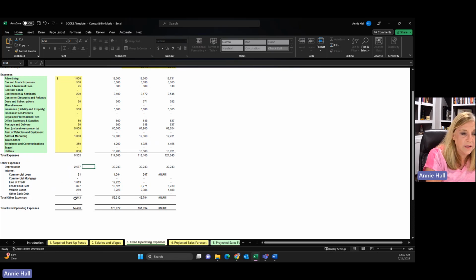So these are all things that will also cost us money. Our total fixed operating expenses are $14,498 a month. $2,600 of that will not be cash. So we would have almost $12,000, a little bit less than $12,000 worth of cash we need to come up with every month for these operating expenses.